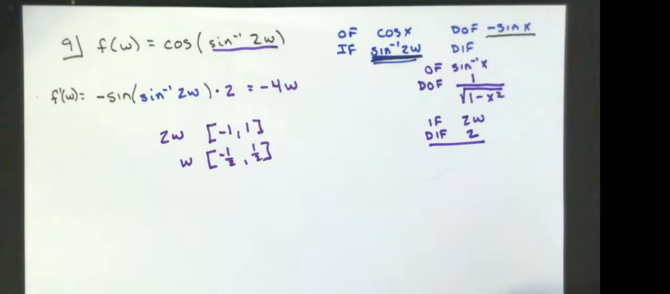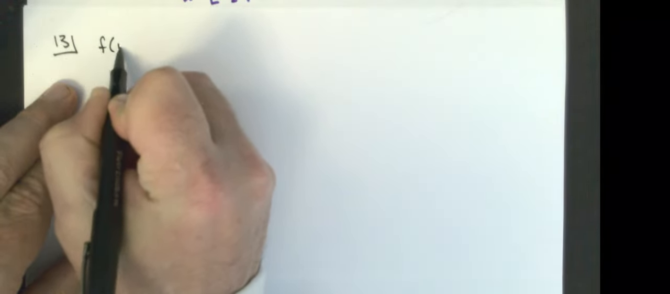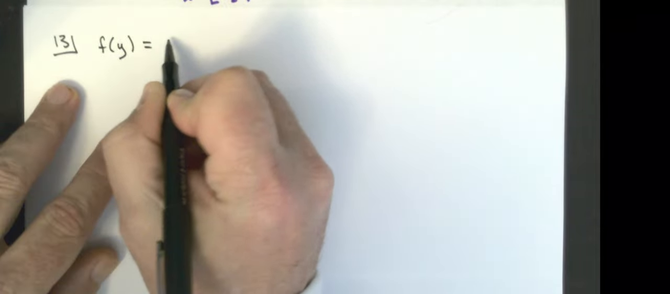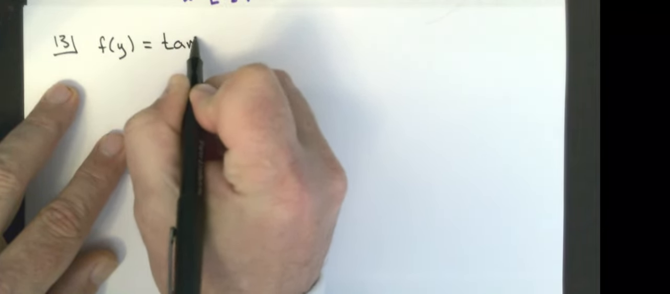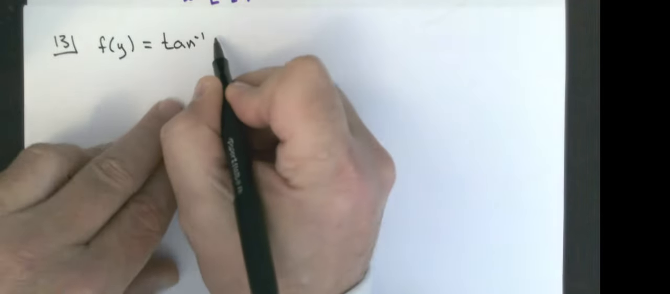Next one I'm going to do is number 13. Hide the paper up a little bit. On 13, I have f of y is equal to the inverse tangent of 2y squared minus 4.